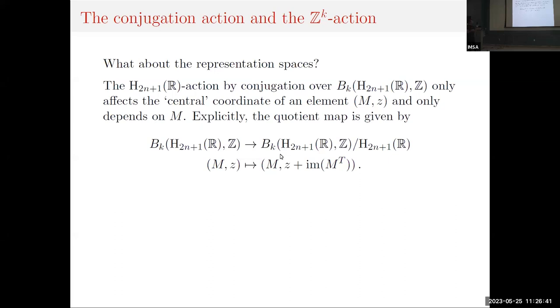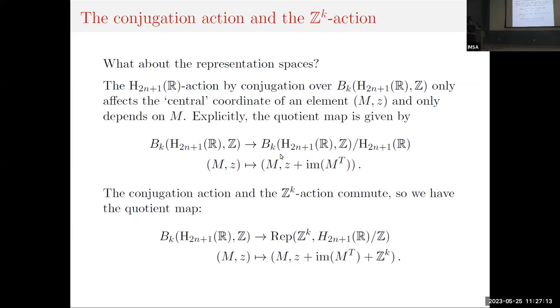So the first quotient map that I have is going to be this one. As I told you, the first entry, the matrix M, is not affected by the conjugation action. And on the Z coordinate, I'm going to take this quotient. This right hand side is still just Euclidean space, so I don't have much trouble there understanding the homotopy type. But the problem comes when I take the Z^K action. Now I have to quotient out by this subgroup, and it's hard to handle. So remember, first I can take the conjugation action and then the Z^K action, or vice versa.